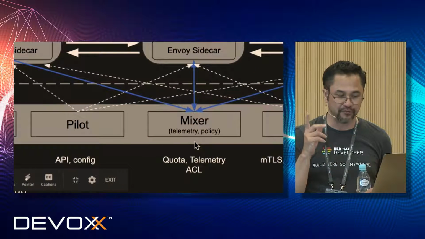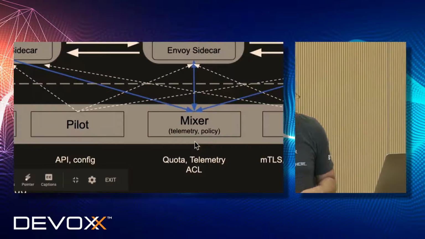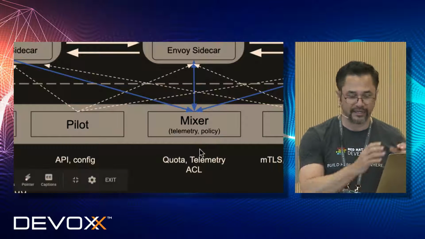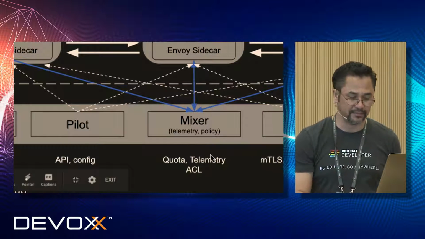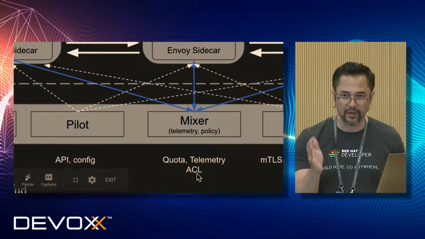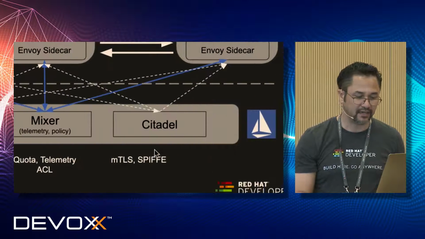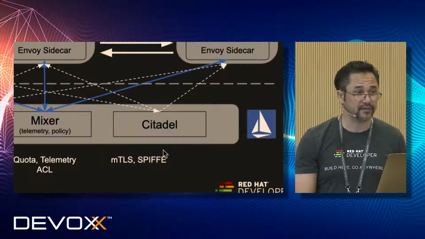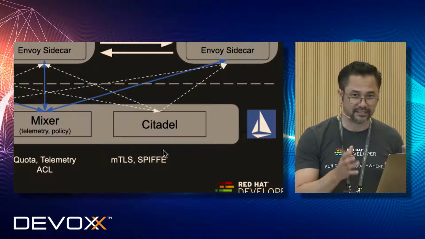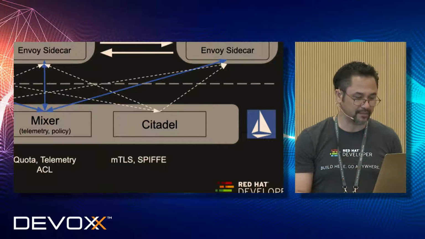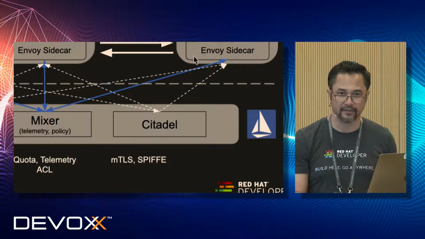Mixer actually comes in two forms, telemetry and policy. It manages things like quota and gathers the observability data for telemetry. You can also do access control lists. You can do other policy enforcement things within Mixer. And then Citadel gives you your certificates for the mTLS. So that's how you actually invoke mTLS on the backplane so you can have encryption over this wire.